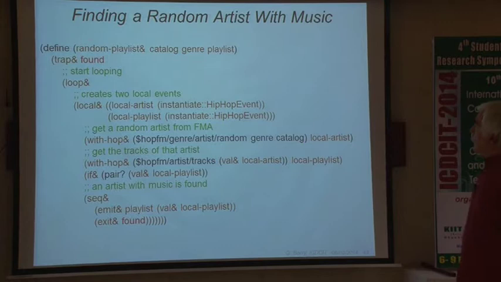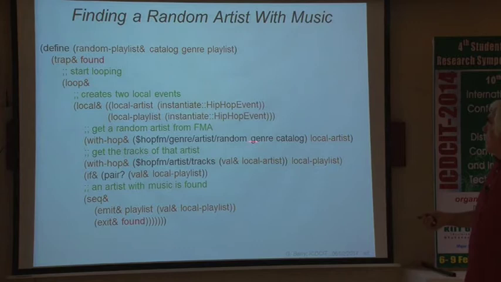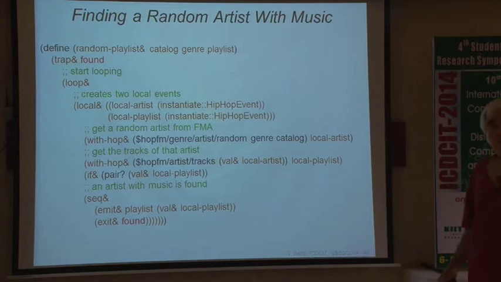Then finding a random artist with music, you define two local events here, a local artist and local playlist. You call some service that will give you a random artist, and then you try to get tracks of this artist. This service replied, maybe they didn't find something, but if they found something, then it means that this variable is really a pair, otherwise it's not that they found something. And then you start playing the artist. So that's a sequence of two service calls.